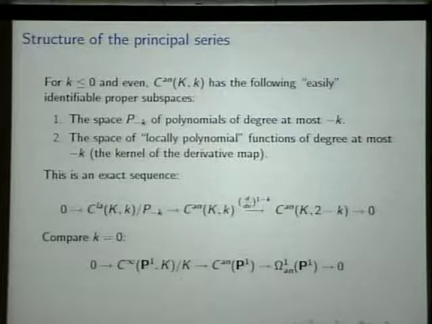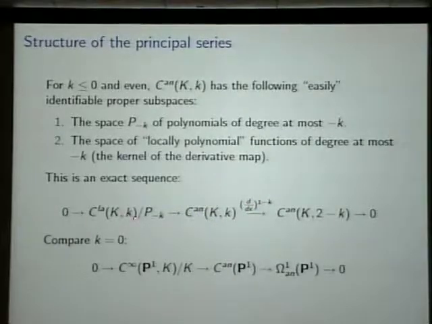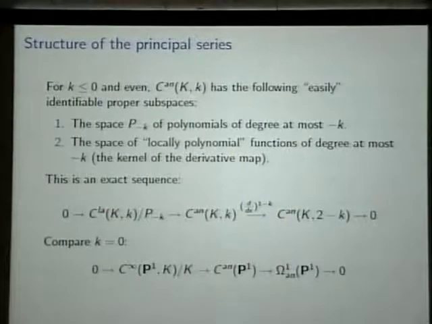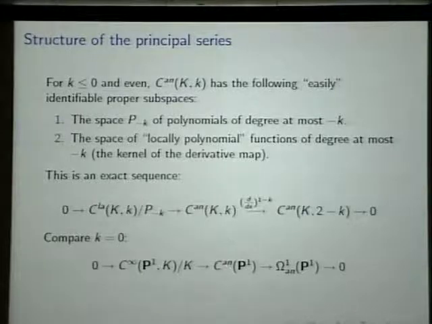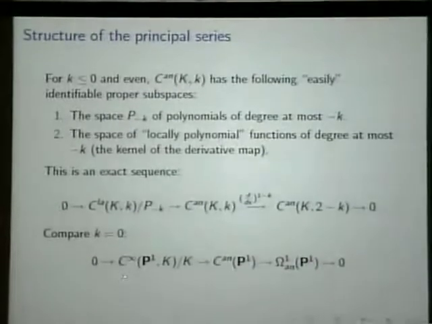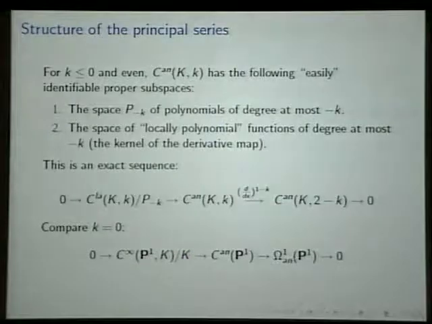Remember, k here is negative. This is to make other formulas work out right. If you take derivatives of these functions, the kernel will be the locally polynomial functions. And the image turns out to be, you have to prove this, yet another one of these spaces, but with this 2 minus k put in. So in the k equals 0 case, when you take the locally analytic functions on P1 and take their derivatives, you get the locally analytic one-forms on P1. The kernel is C infinity, which means locally constant functions. And inside there, you have the constant functions, so I modded out by that here to make this fit in one exact sequence. So in general, this has a two-step filtration. And actually, it's a theorem that in the appropriate sense, this is a Jordan-Hölder series for these representations.